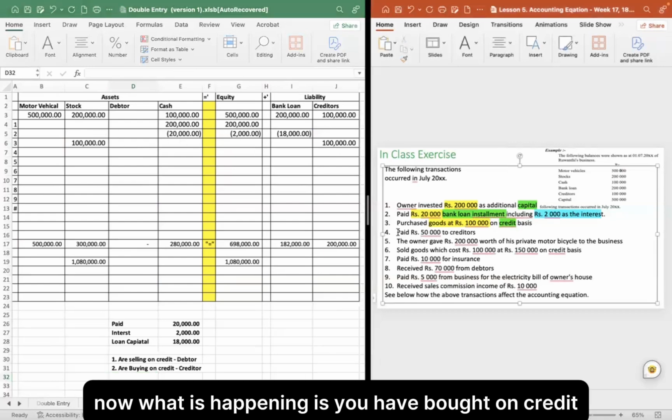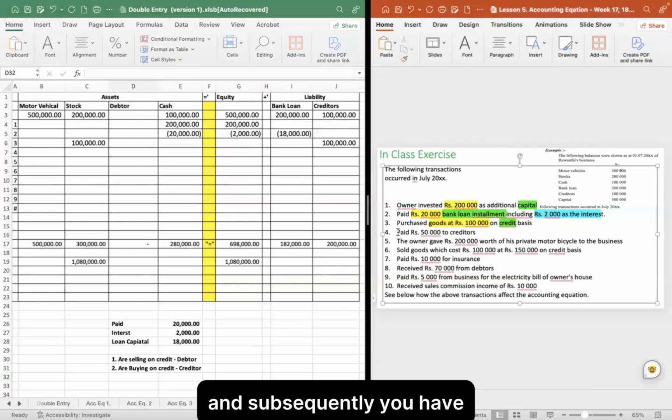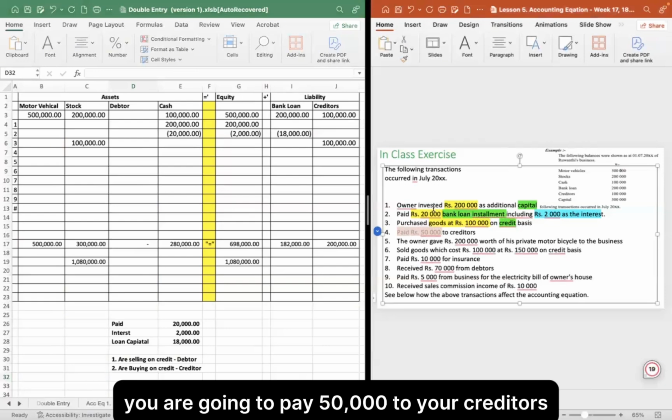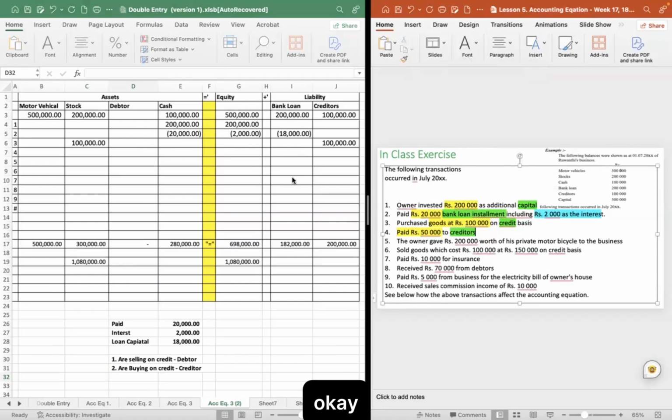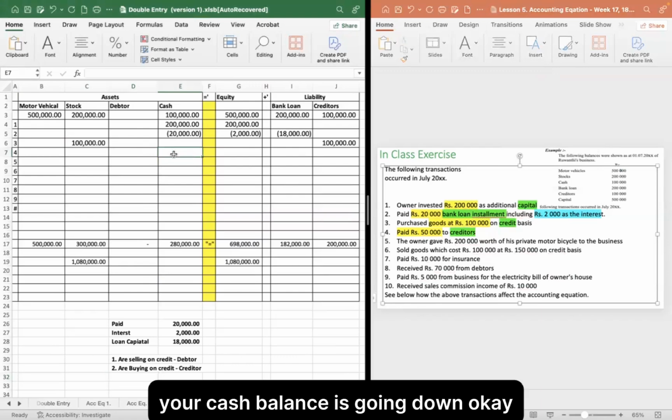Now what has happened is you have bought on credit and subsequently you are going to pay 50,000 to your creditors. Now when you're paying 50,000, what is happening to your cash balance? Your cash balance is going down.